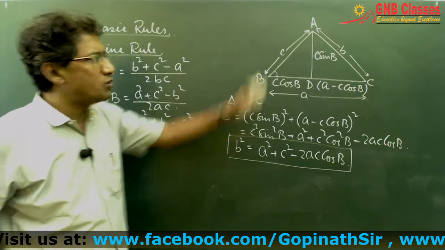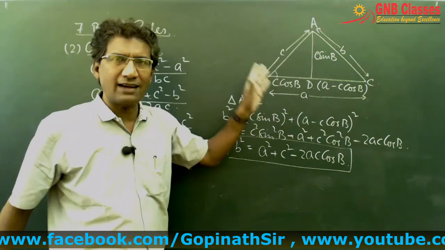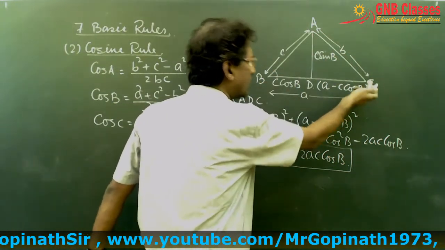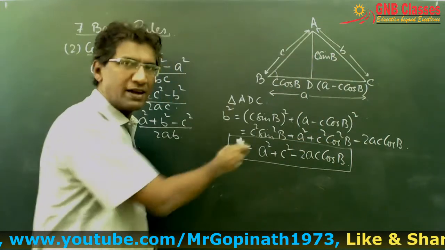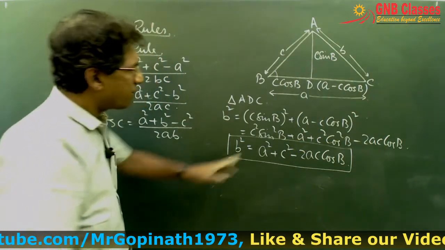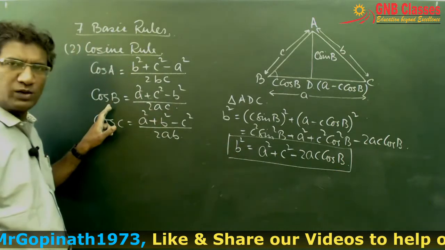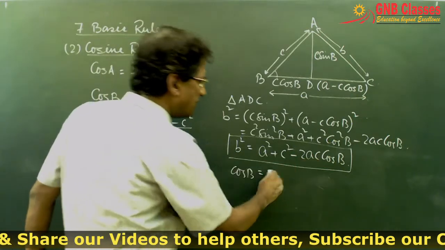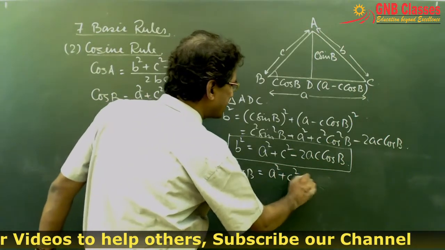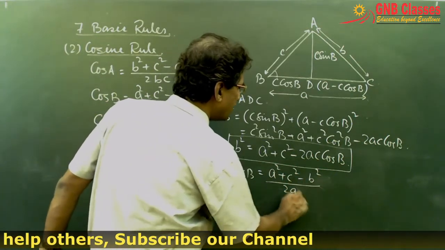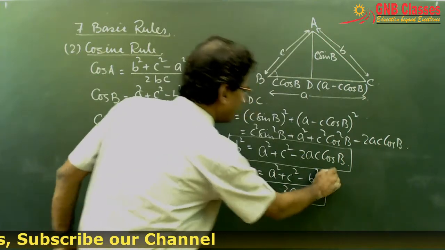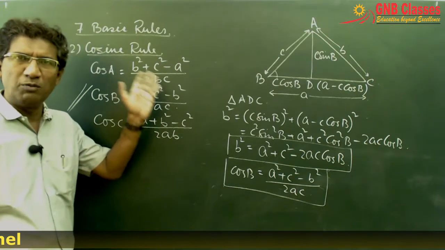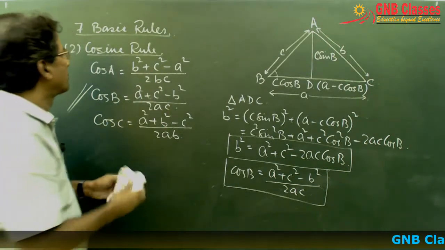The other two formulae also you can prove in exactly the same way by drawing perpendicular from B on AC as well as from C on AB. You can find out the other two formulae. Now you see, from this formula directly you can come to this one. Your cos B will be nothing but a square plus c square minus b square divided by 2ac. Okay, so this formula we have proved. The other two formulae you will prove by yourself.